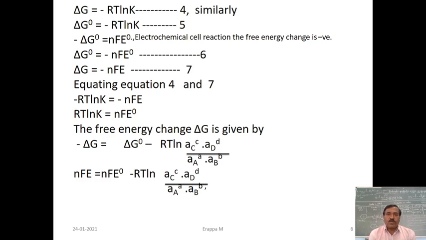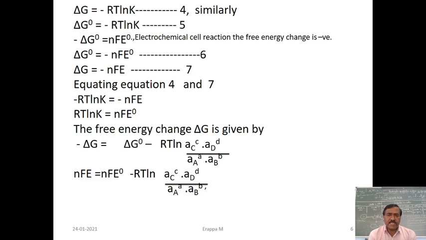Equating equations 4 and 7: delta G is equal to minus RT ln K, and delta G is equal to minus nFE. Delta G is the same, so you can say minus RT ln K is equal to minus nFE. The minus signs cancel, so RT ln K is equal to nFE0.